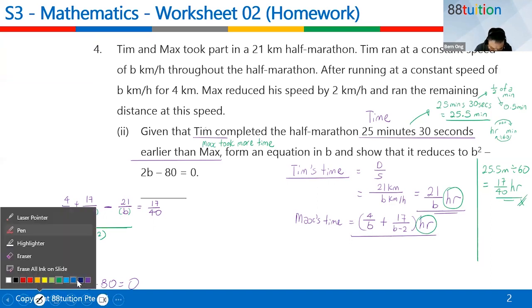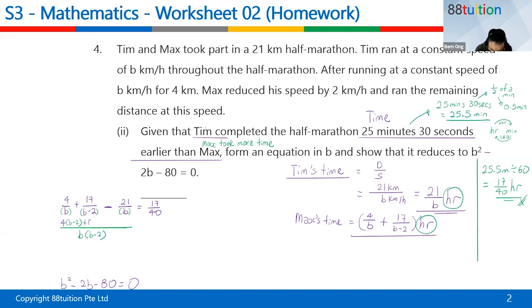The second fraction, the 17 over b minus 2. What do I need? I already got a b minus 2. I need the b alone. Next, minus 21. I already got the b. I need the b minus 2. So I put the b minus 2 on top. Can you see or not?